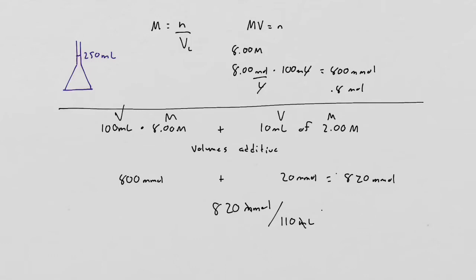Now I'm going to pause and get my calculator. So when you divide this through, basically you get moles per liter. So you get 7.45 moles per liter. And that's your new molarity. You already know how many millimoles are in there, which is the same as 0.82 moles, and you have your volume. The last type of question you're going to get is a dilution.